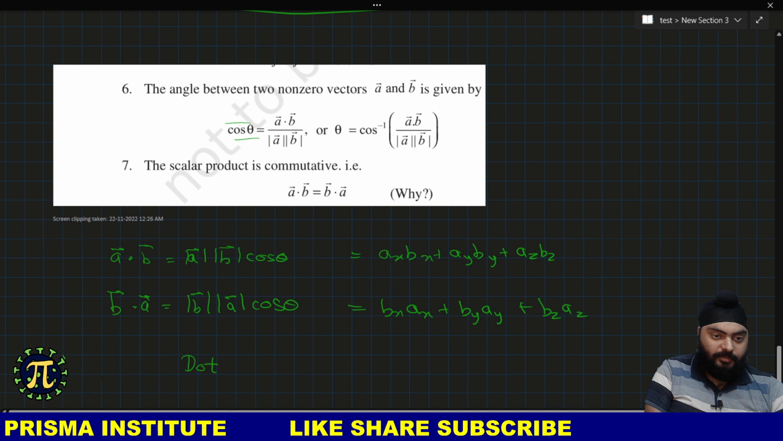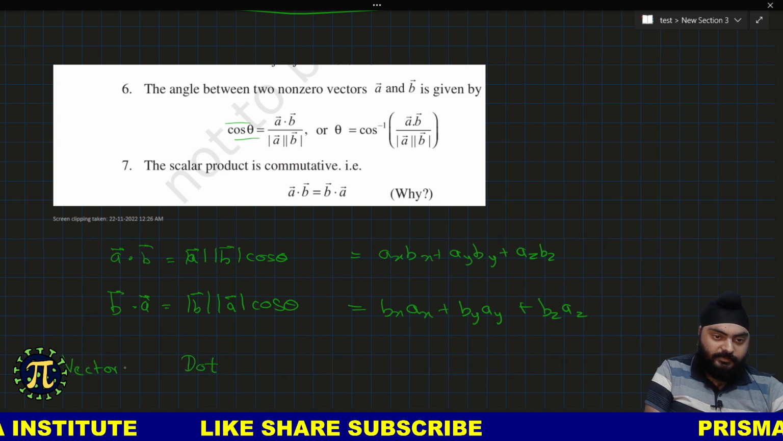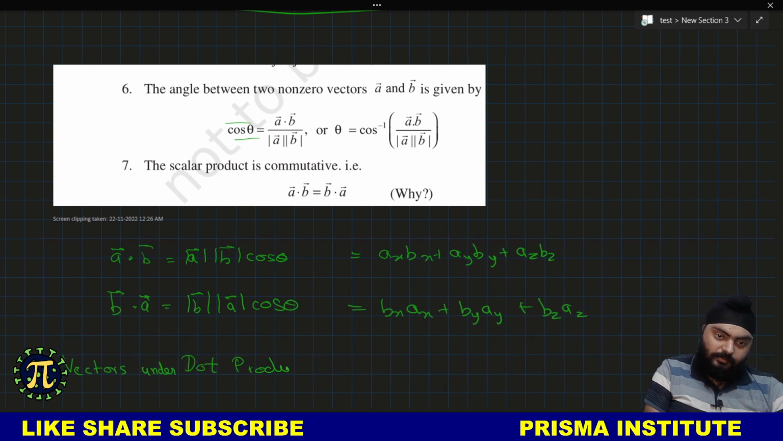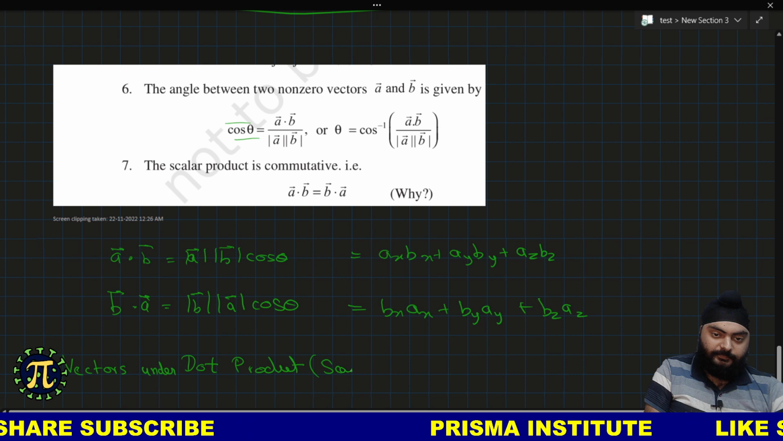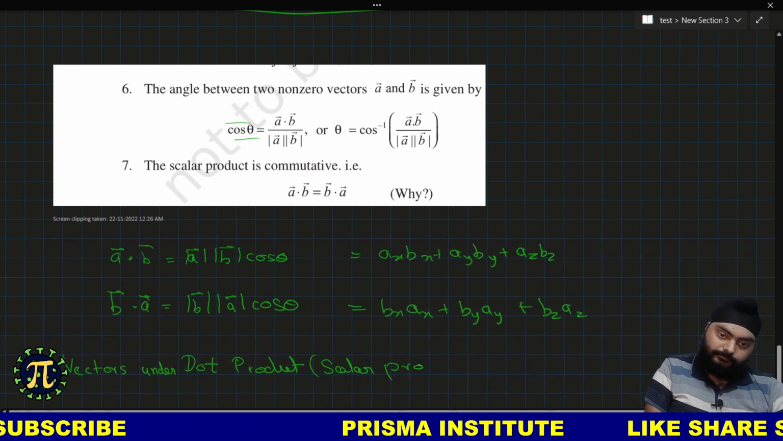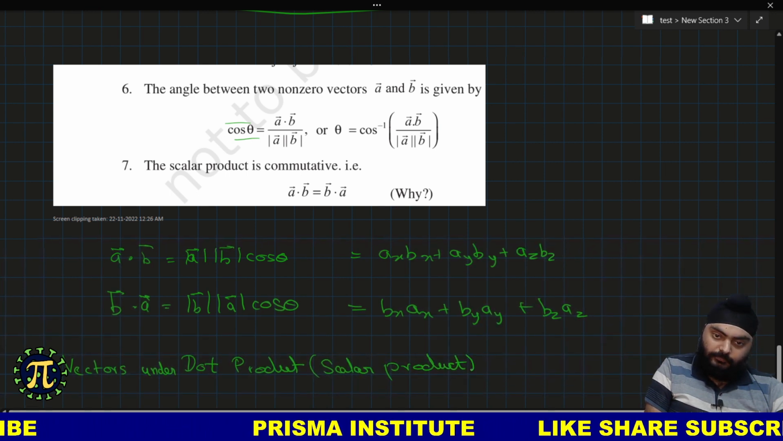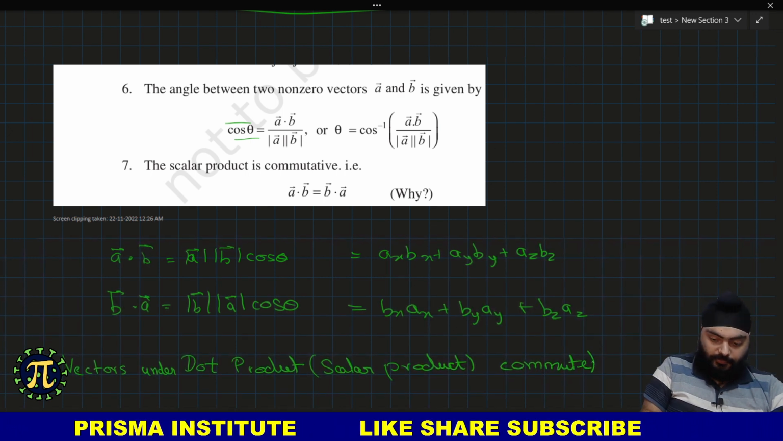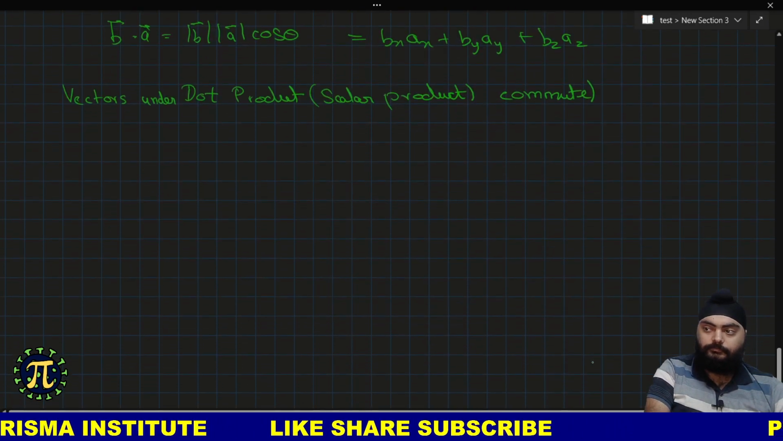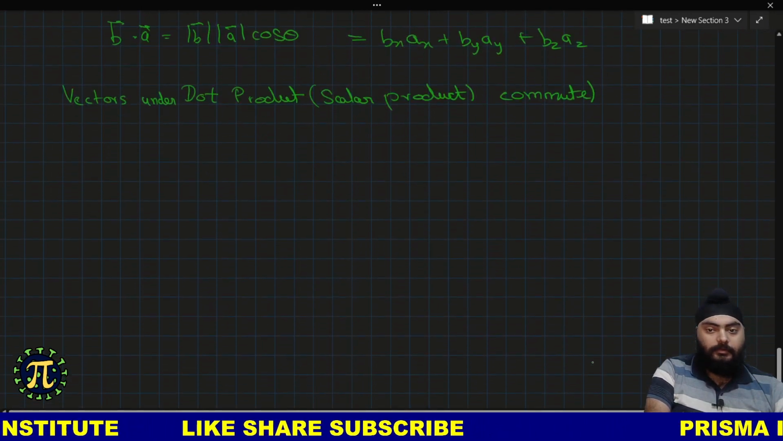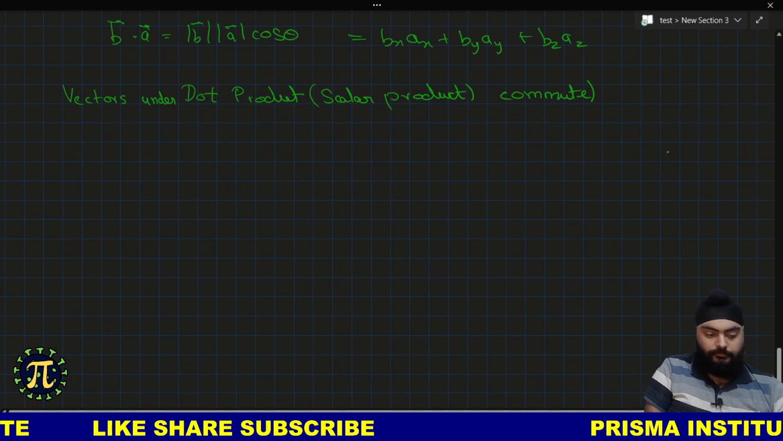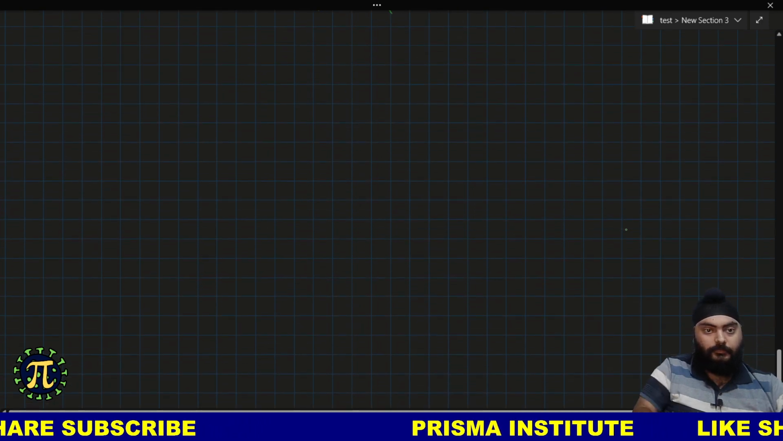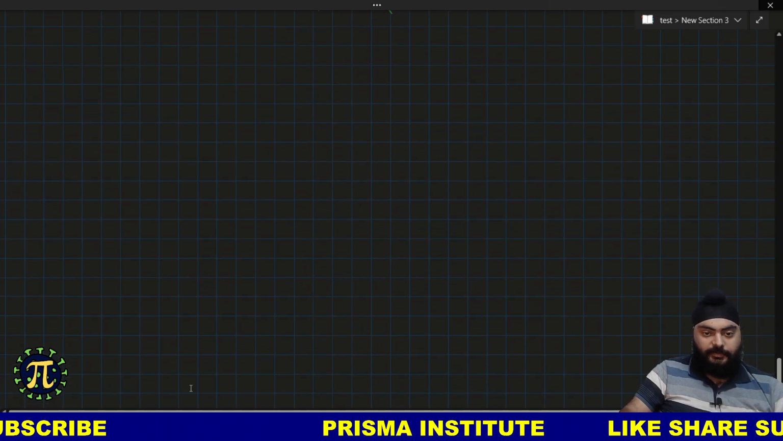vectors under dot product commute, right? Vectors under dot product, or scalar product, right? Okay, commute. So let's see what's further in the NCERT.